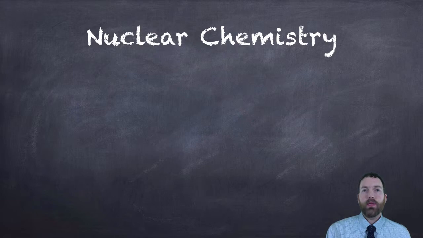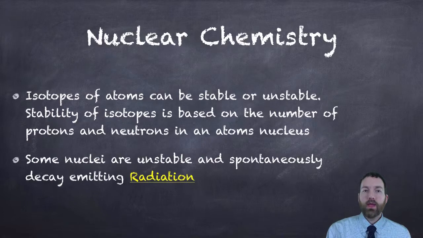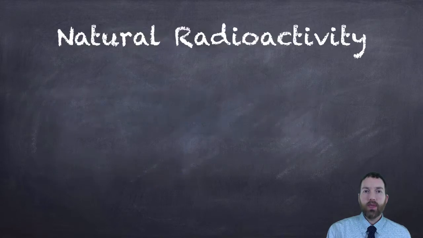In this chapter, we're going to be discussing nuclear chemistry. Isotopes of atoms can be stable or unstable, and the stability of the isotopes is based on the number of protons and neutrons in the atom's nucleus. If you start stuffing too many protons and neutrons in a nucleus, it becomes unstable. And unstable isotopes spontaneously decay, and when they do so, they emit what we know as radiation.